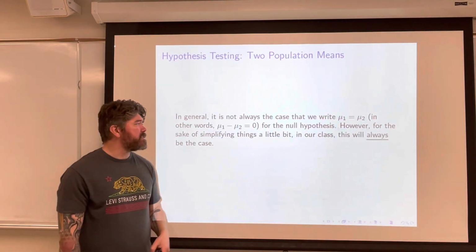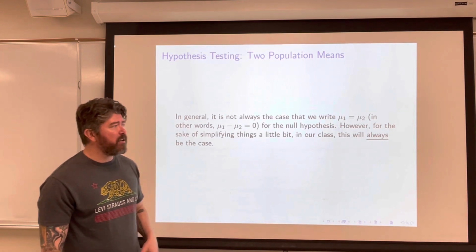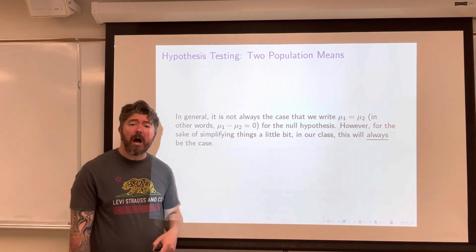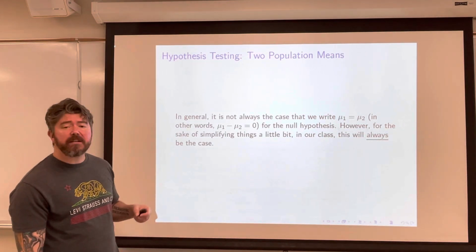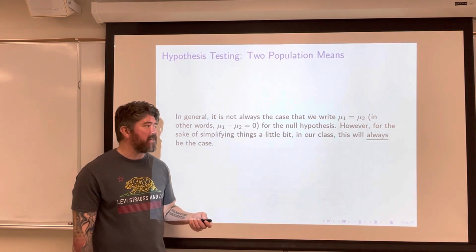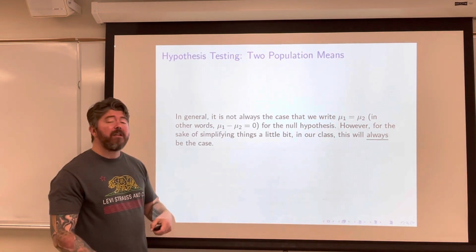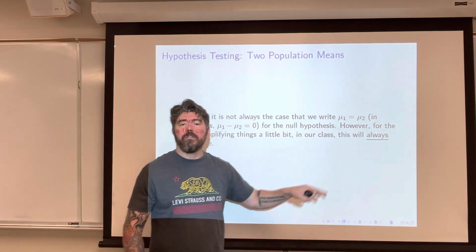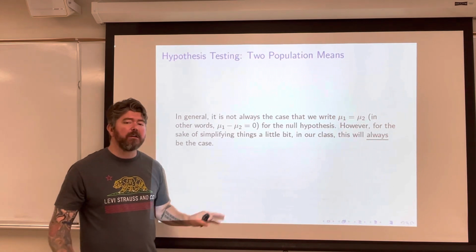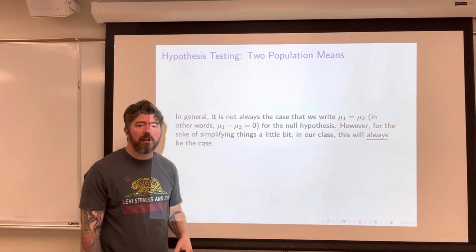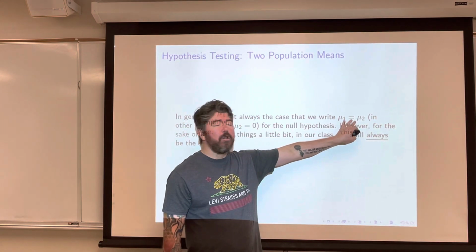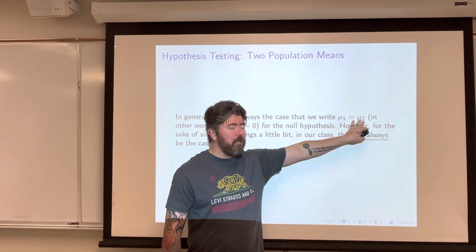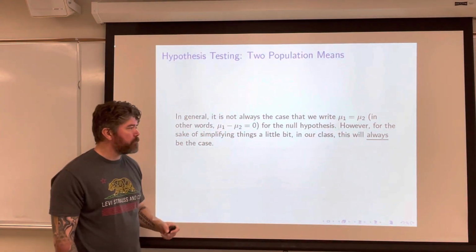In general, it is not always the case that we write mu1 equals mu2. In other words, mu1 minus mu2 equals 0 for the null hypothesis. However, for the sake of simplifying things a little bit in our class, this will always be the case. Now, there are other problems where these are not equal. There's a variation of that. We're not going to get into that. So for the sake of our class, our null hypothesis will always assume that the mean of population 1 equals the mean of population 2.